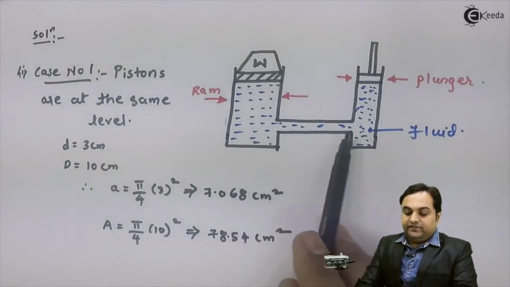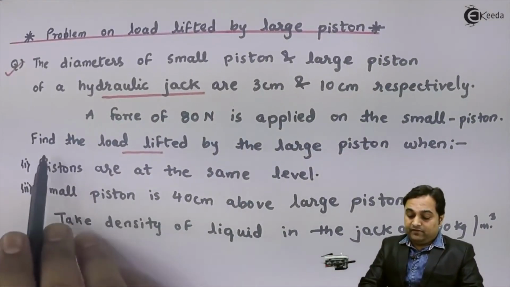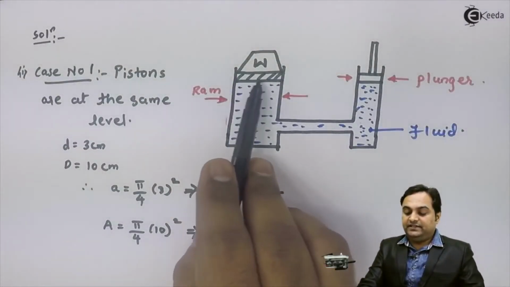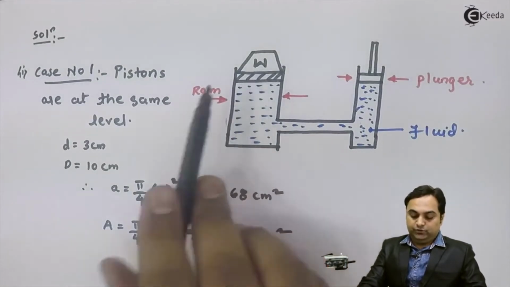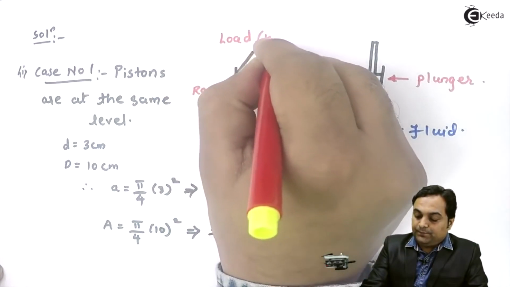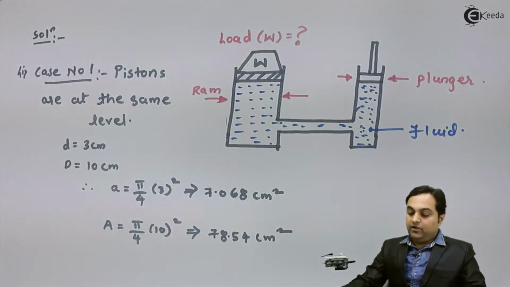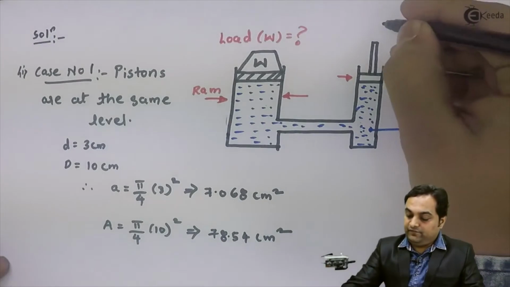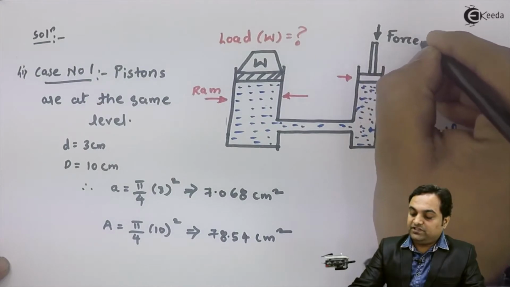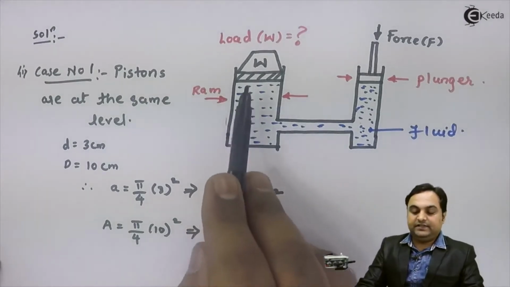Now once I have the respective areas, the question is, we have to find the load lifted by the large piston. Since the large piston is at the ram and here W indicates the load, this load is what we have to calculate here. This is the unknown. It means by applying force at the plunger, at the smaller end, we would be applying a force which is F. We have to find out how much would be the load lifted at this ram.